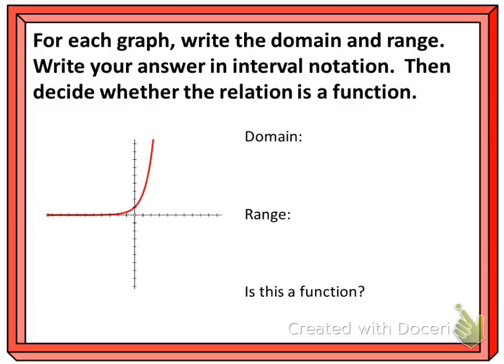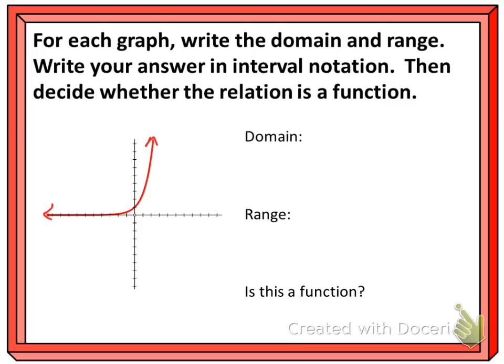We're going to write the domain and the range of this function, this graph here, in interval notation and determine if it's a function or not. Okay, so domain, left to right. Now notice that this graph goes all the way to the edge of the grid, so I'm supposed to assume that it keeps going to the left and it keeps going upwards as well.